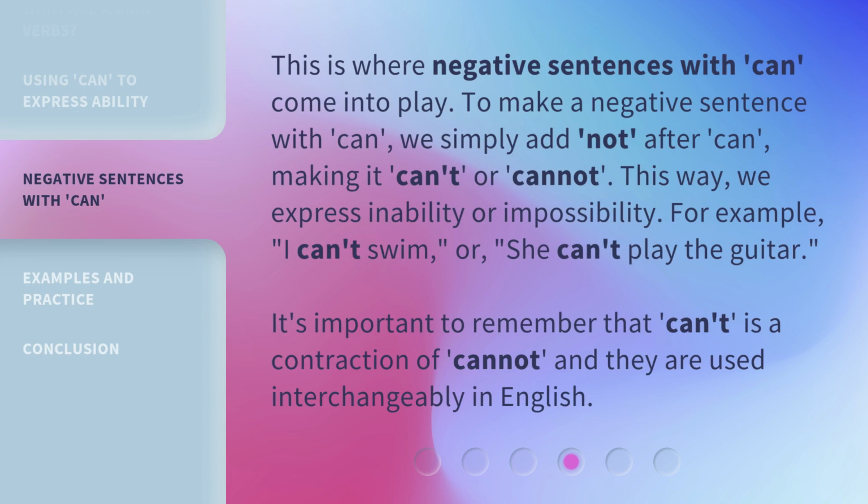To make a negative sentence with can, we simply add not after can, making it can't or cannot. This way, we express inability or impossibility. For example, I can't swim, or she can't play the guitar. It's important to remember that can't is a contraction of cannot, and they are used interchangeably in English.